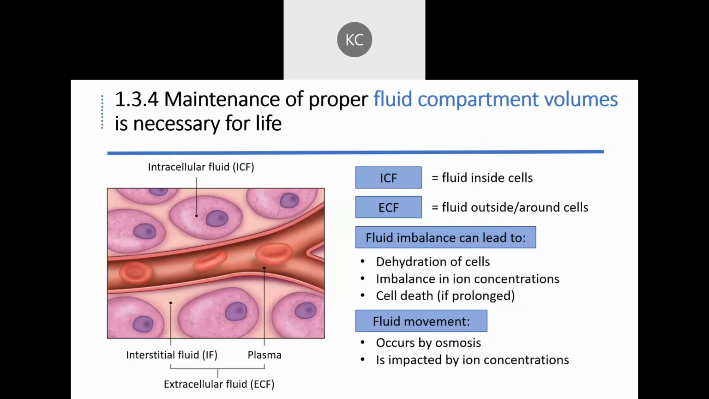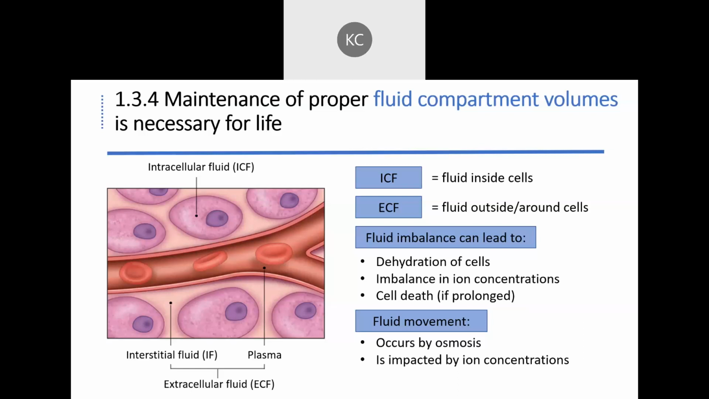If we have some type of disruption of this fluid balance, we can have some type of dehydration. We can have imbalance of ions, right? So you have to have a certain concentration of ions in the cells and outside of the cells in order for them to function properly. And we'll talk about this when we do our action potential lecture and when we do our skeletal muscle contraction. And if this is prolonged enough, you can actually lead to cell death or necrosis.